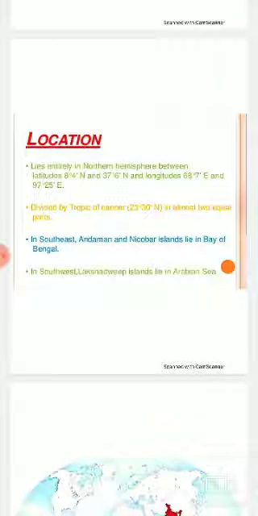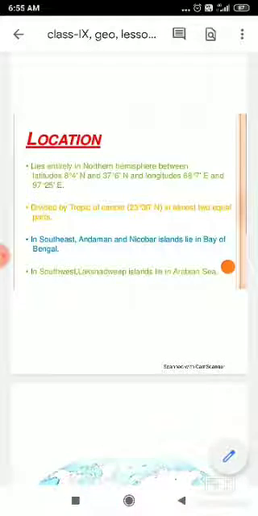As you know, India is entirely located in the northern hemisphere between latitudes 8 degree 4 minute north and 37 degree 6 minute north. This is the latitudinal extent of India. While you are talking about longitudes, that is 68 degree 7 minute east and 97 degree 25 minute east. I hope you have understood.